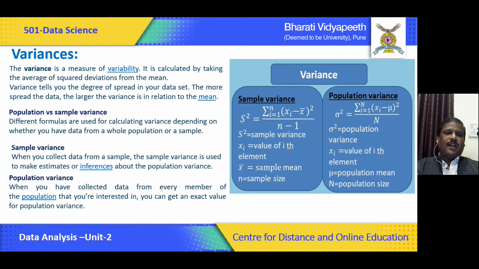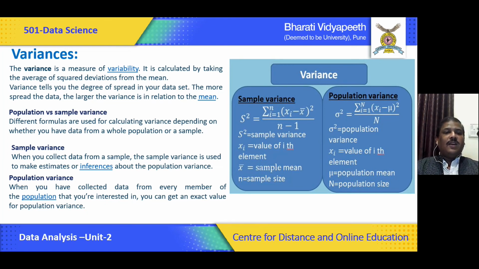Variance means it varies, variability. It is calculated by taking the average of squared deviations from the mean. Here the point is we have to find the deviations, square them, and then find this. So variance tells you the degree of spread in the data set. Given a data set, we can find the variance, how much it spreads in the data set. It gives you the exact meaning of this.